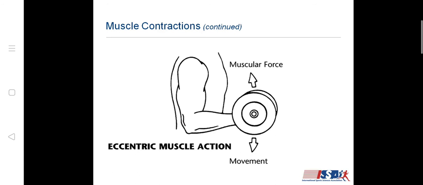In an eccentric contraction, the muscle lengthens or stretches as it contracts. An example of an eccentric contraction is the lengthening of the biceps muscle as you lower the weight back down. Eccentrically contracting the biceps as it lengthens controls the speed of descent of the dumbbell. In an eccentric contraction, the muscular force is in the opposite direction of the movement.